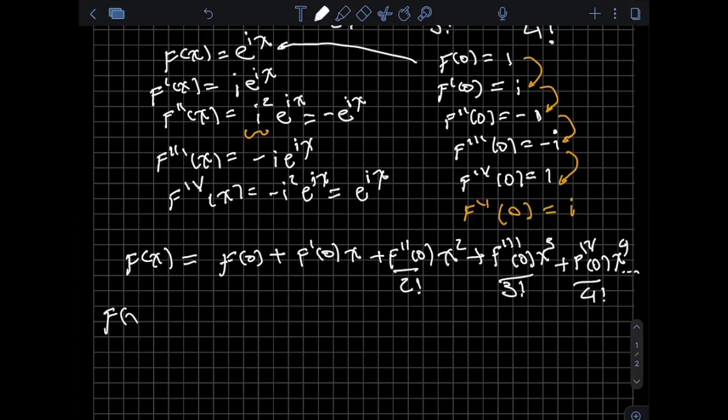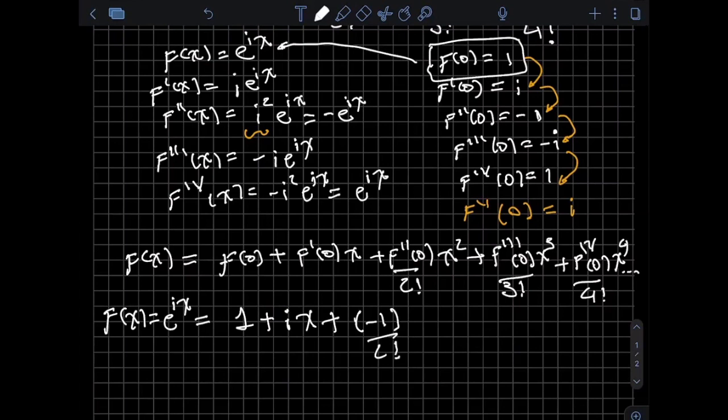Now, if f of x is equal to e to the ix, then f of 0 is 1, plus f prime of 0 is i times x, plus f double prime of 0 is -1, so it will be -1 over 2 factorial times x squared, plus f triple prime of 0 is -i times x cubed over 3 factorial, plus f fourth prime of 0 is 1 over 4 factorial times x to the power of 4.